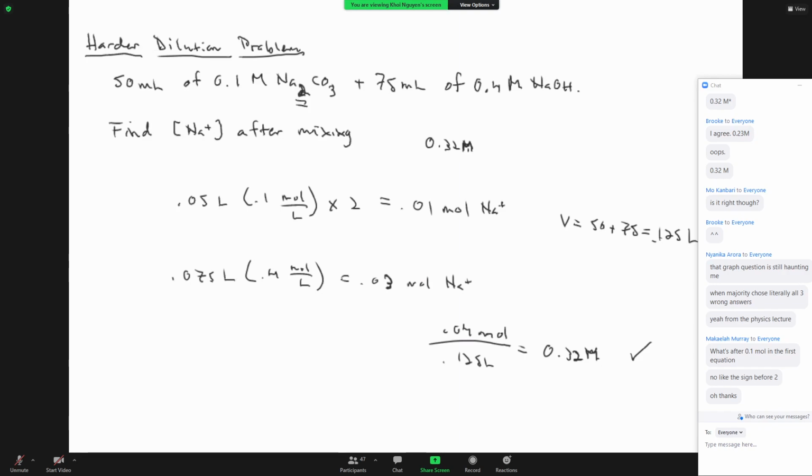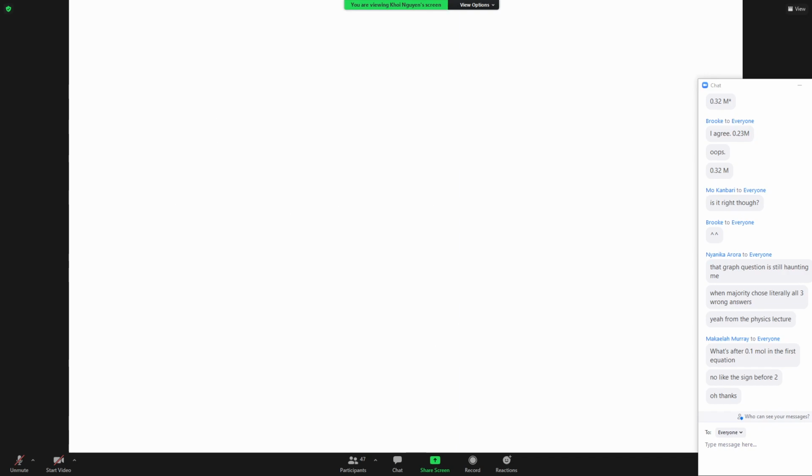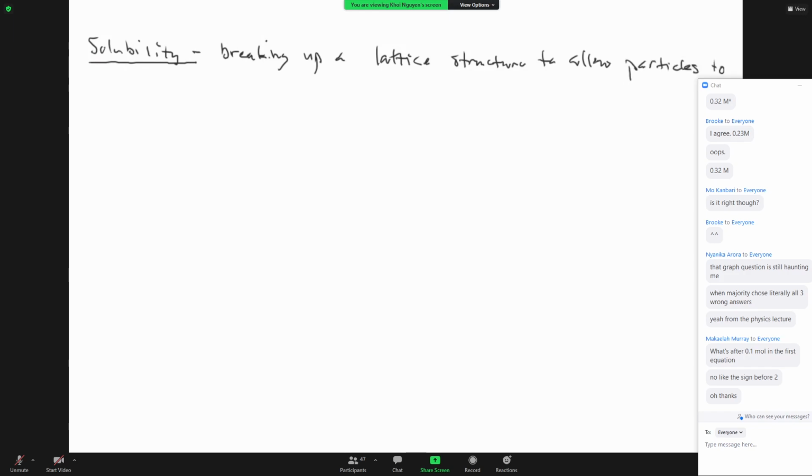All right, so now let's talk about solubility. For solubility, we're talking about breaking up a lattice structure to allow particles to move freely in solution.